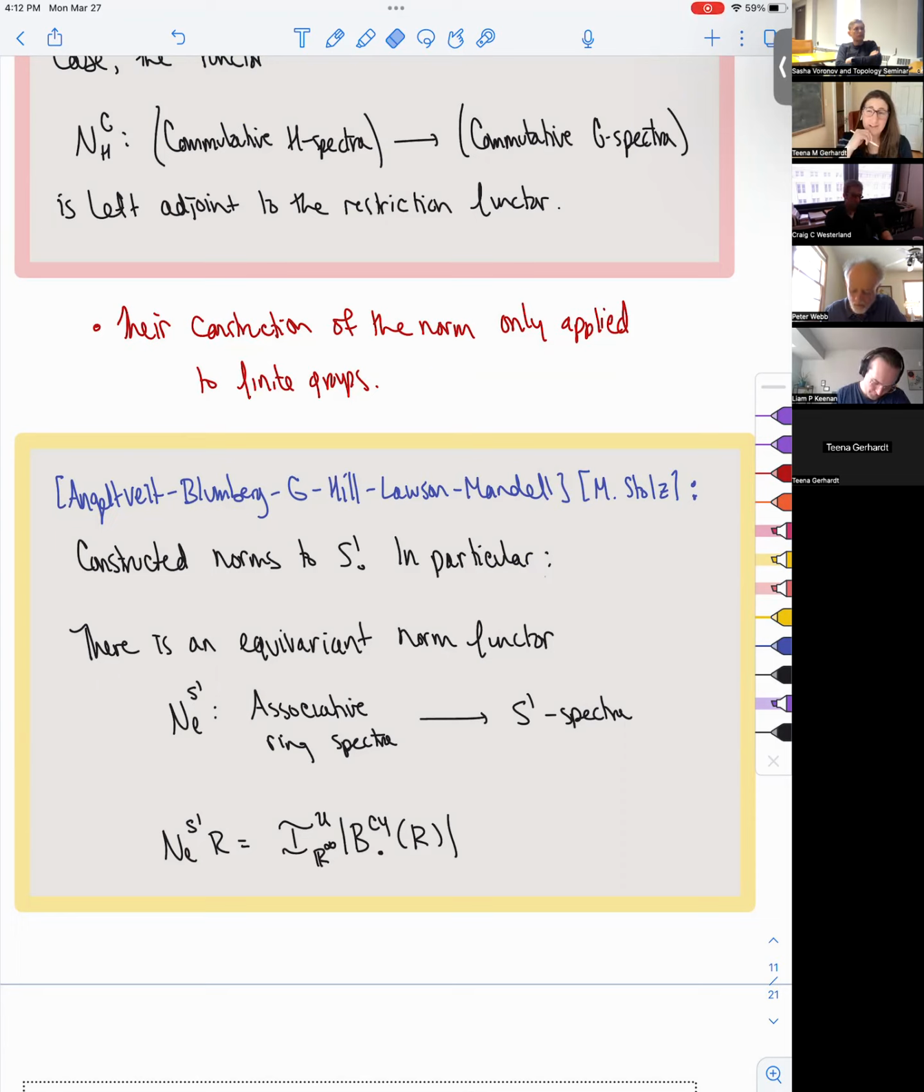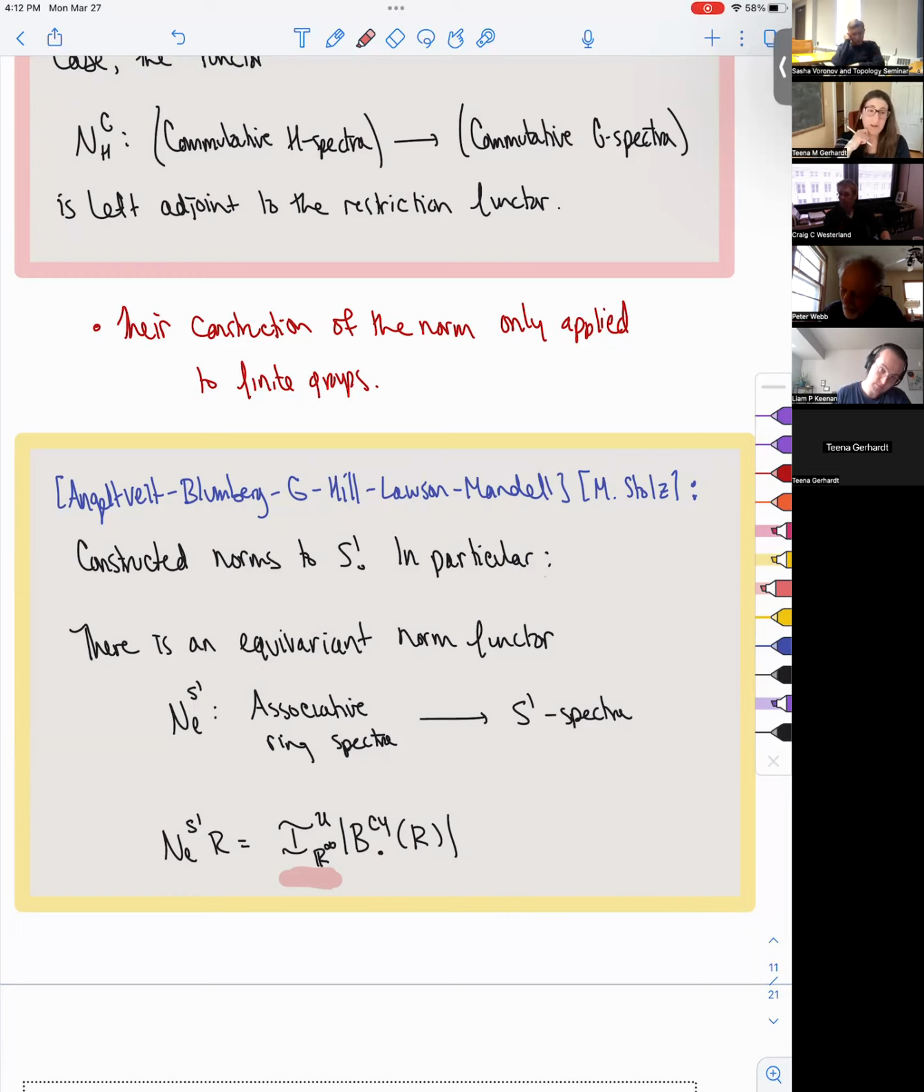And what we showed actually is that the cyclic bar construction is a construction of such a norm. So we showed in this work that the cyclic bar construction is a norm to S1. And if you're bothered by this curly I in front of it, that's a change of universe functor. I'm just trying to write things that are true, but I don't really want to go into it. If that's familiar, great. And if it's not, don't worry about it. But so we describe one of these norms to the circle.